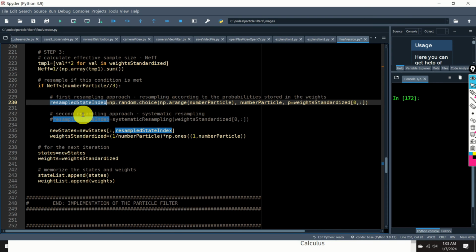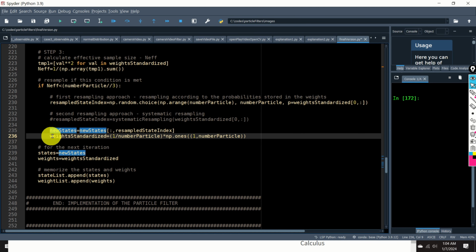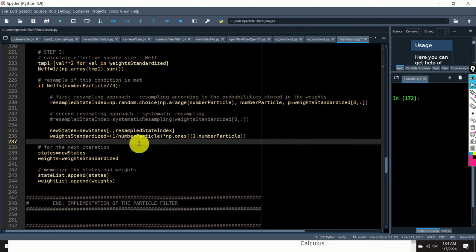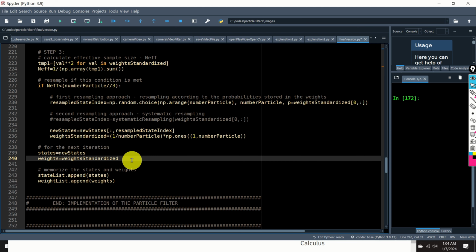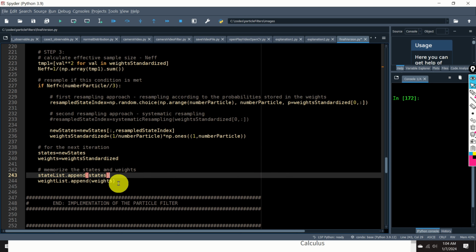After we select the new indices of new samples, we need to generate new states, and we do it like this. After that, we need to reset all the weight values to 1 over n, and we do it over here. Next, we update the states and weights for the next iteration, and we memorize the states and weights, and that's it. Simple as that.